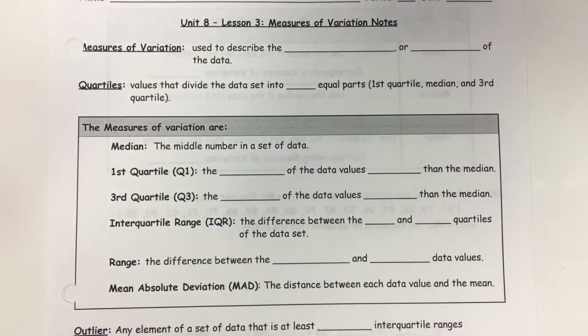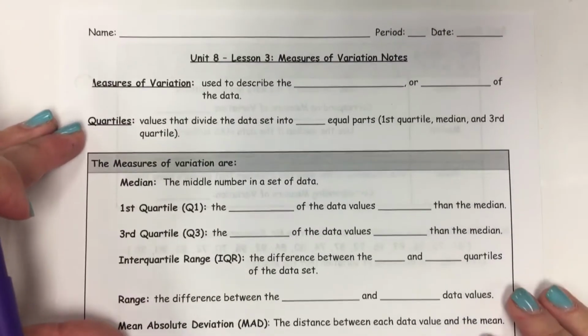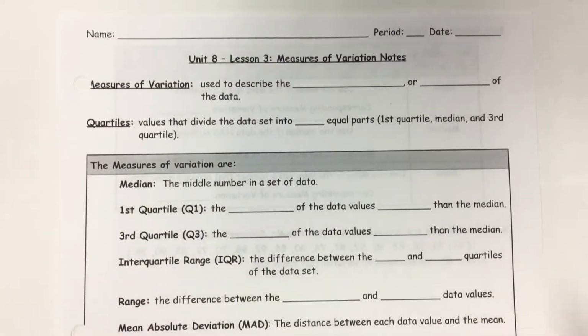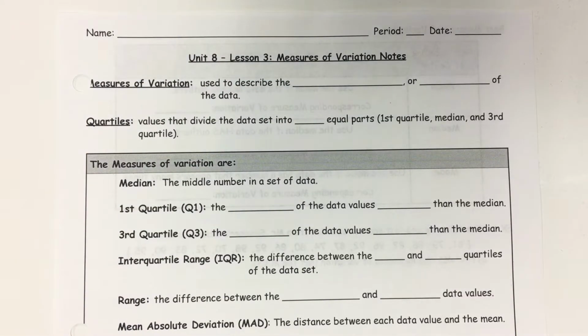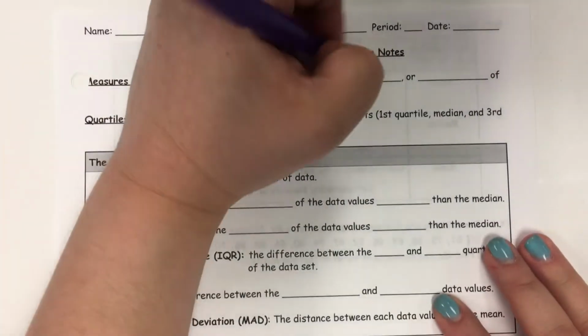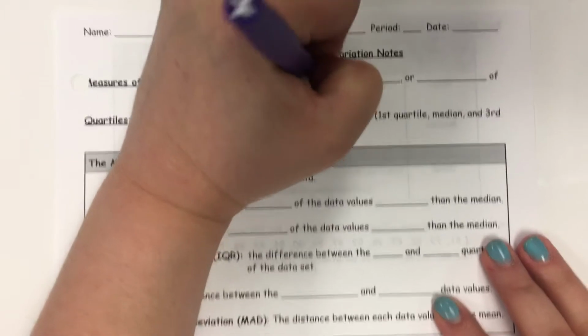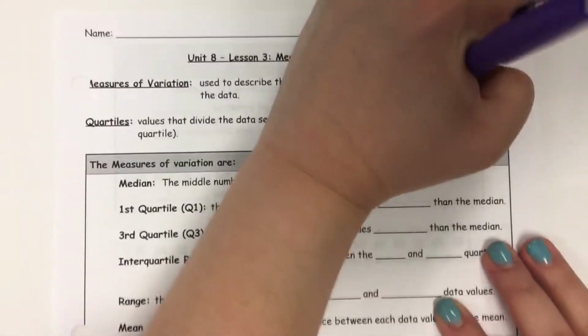Okay, now we've talked about measures of center, and we've talked about how measures of center describe the center part of the data. Well, variation means difference. So the measures of variation are going to measure the differences within the data. So measure of variation is used to describe the distribution or spread.